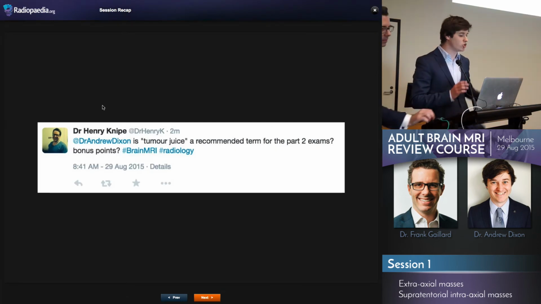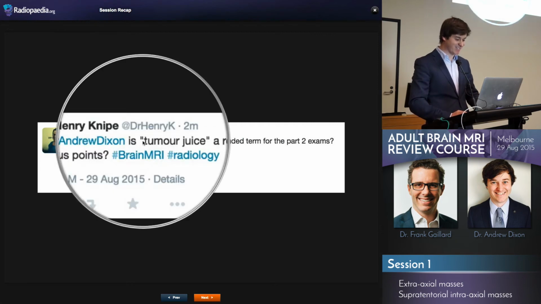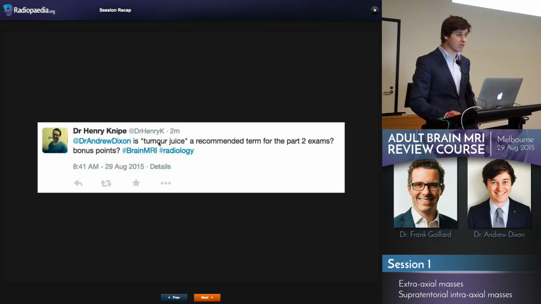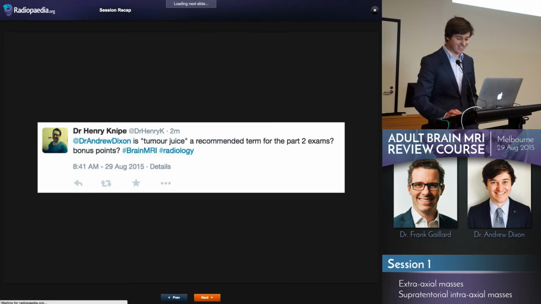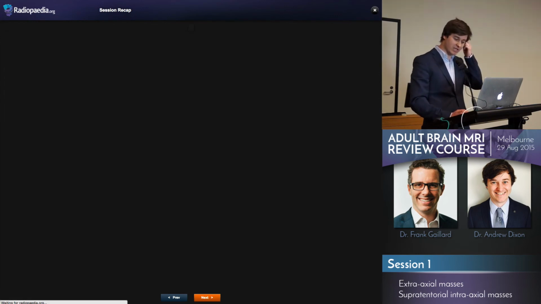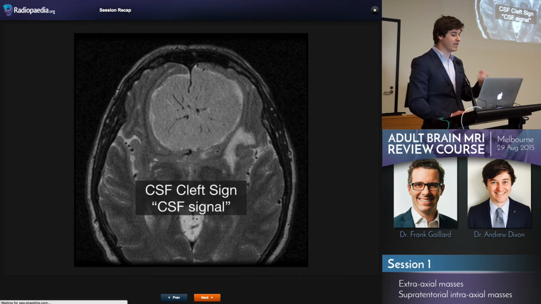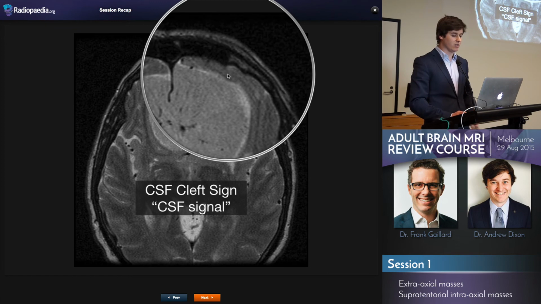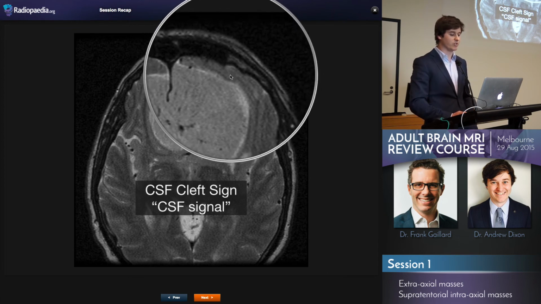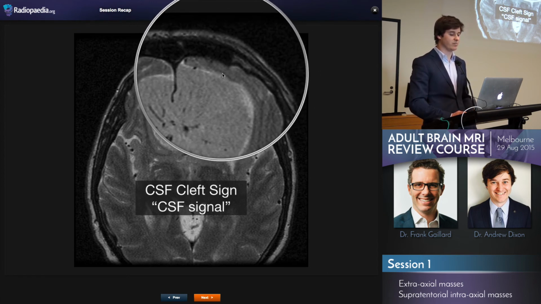Henry just wondering whether tumour juice is an actual term that should be encouraged in radiology and in the exam setting. I think it probably is. I think Frank used it in the context of the meningioma creating that CSF cleft sign. And I think if you think about the CSF cleft sign a little bit more, you've got the brain parenchyma, which is being squashed by this massive meningioma.